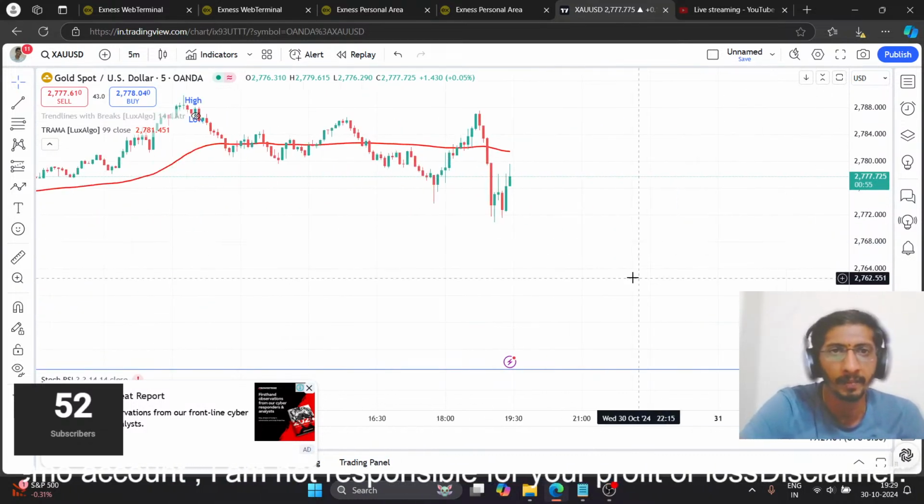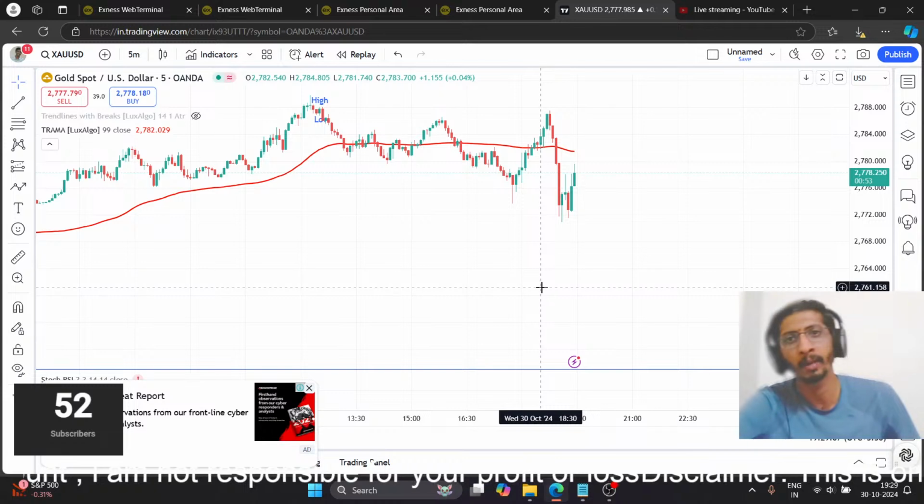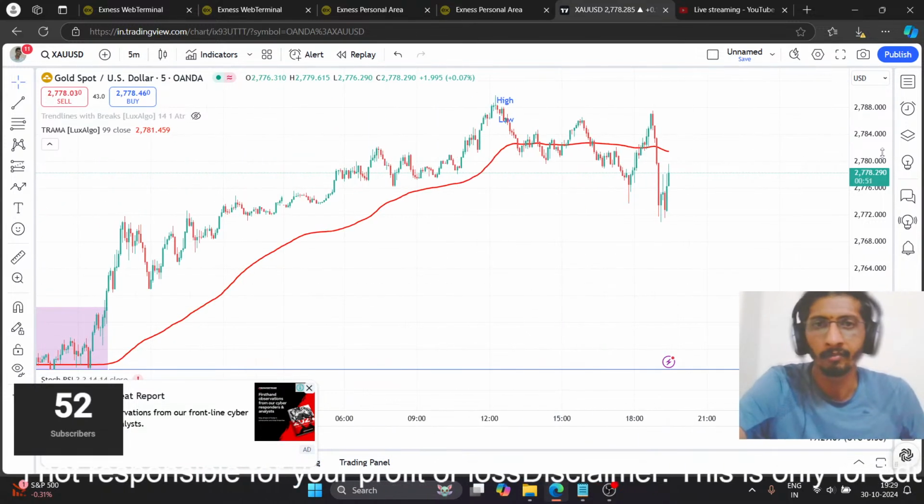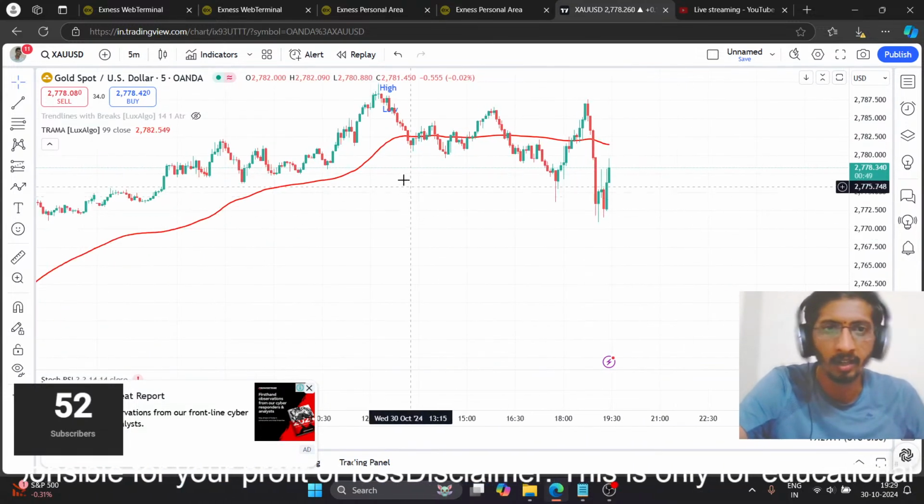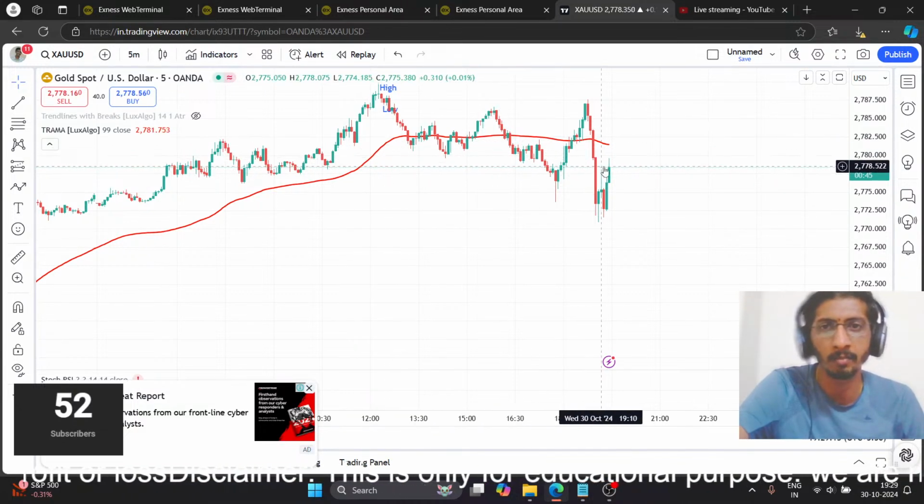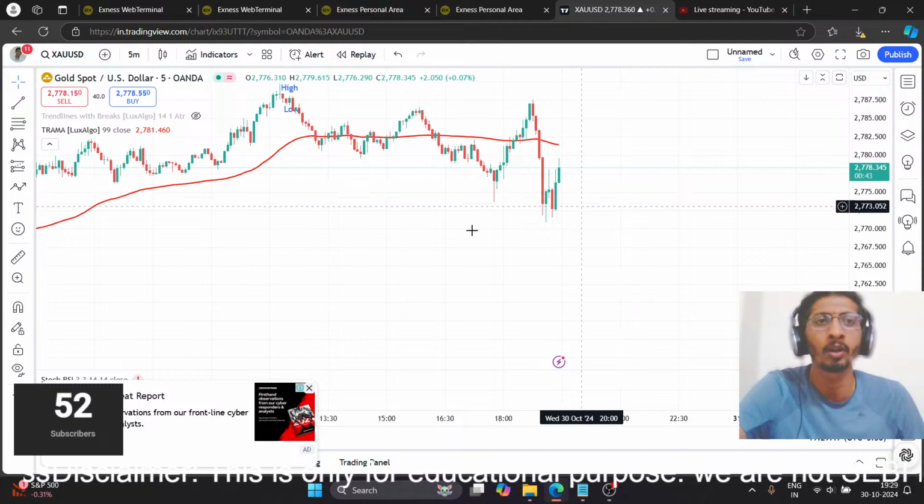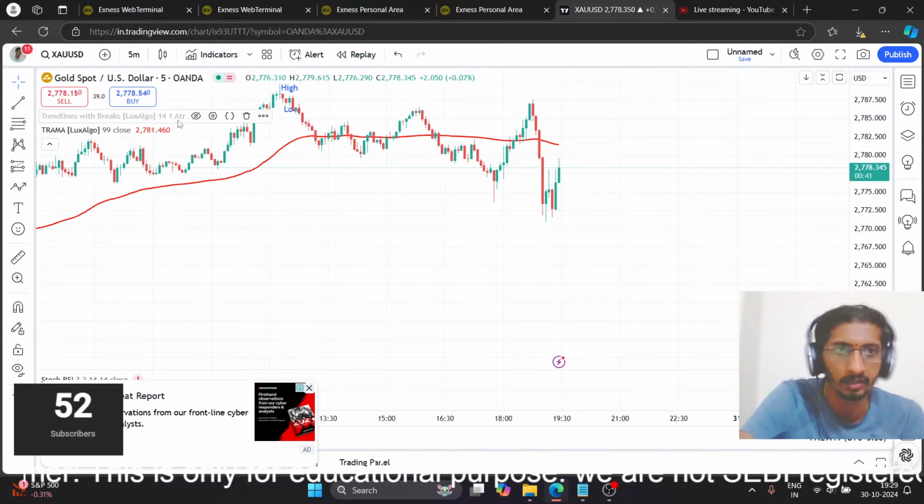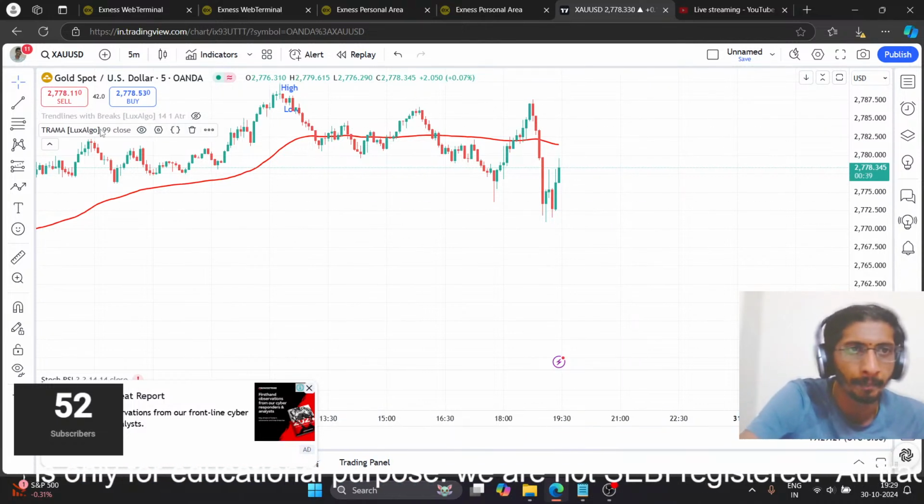Even when I am sending signals, you don't have to blindly buy or sell. You can check, okay, why is Vishwas sending a sell here when the moving average is saying the market is in buy? So you can do your own analysis along with this. You can start using TradingView.